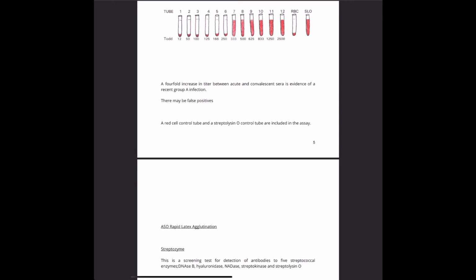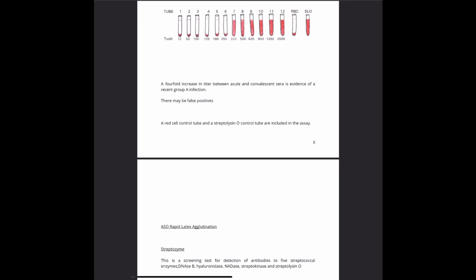Alright, so here you have your image of your titer. You have a red cell control tube and a streptolysin O control tube. And you need to make sure you know that in order for your test to be valid, the streptolysin O tube should be complete hemolysis, and the red cell control tube should have no hemolysis. Otherwise, your test is not going to be valid.